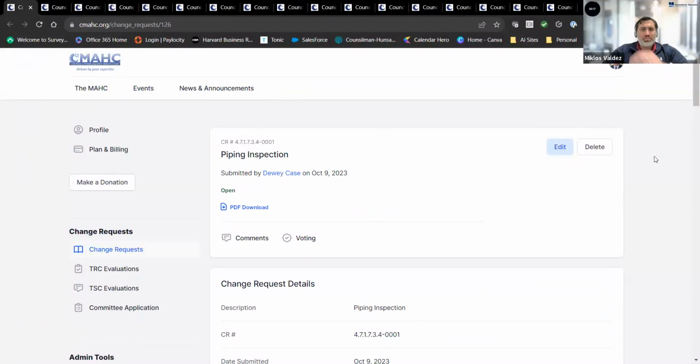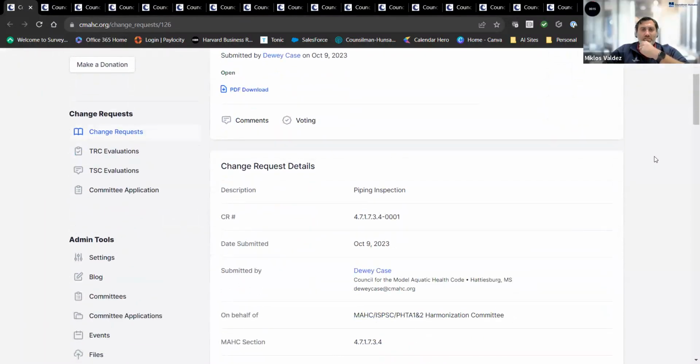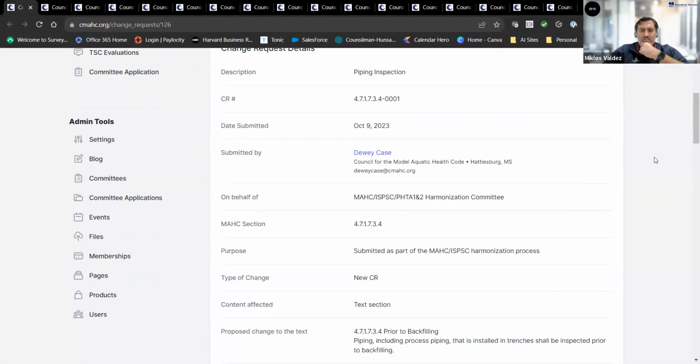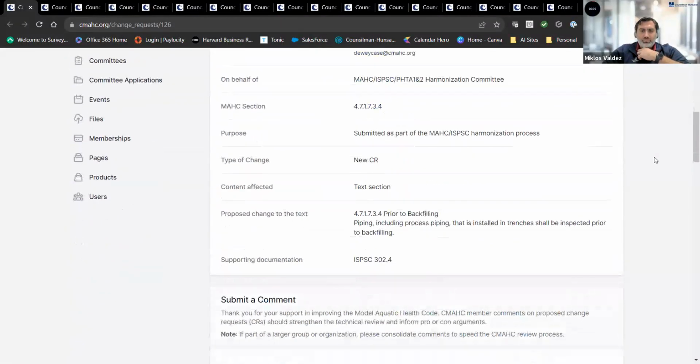This is a piping inspection, submitted by Dewey, again part of the ISPSC harmonization. This is 471734, new section. Prior to backfilling, piping, including process piping that is installed in trenches, shall be inspected prior to backfilling. Makes sense to me. Does anybody else have any comments?